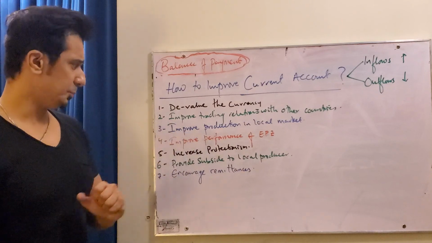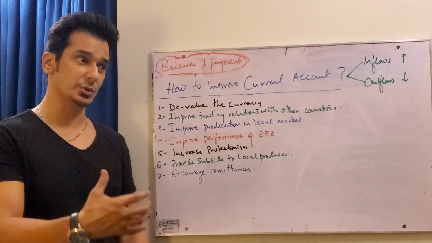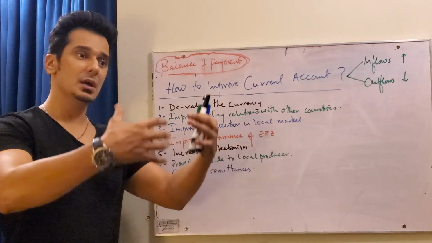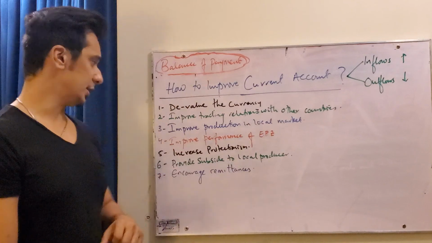Then we talk about the fourth point, improve performance of EPZ, export processing zones. They would help in searching for markets in the international market for locally produced goods.